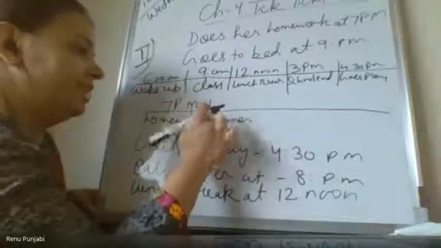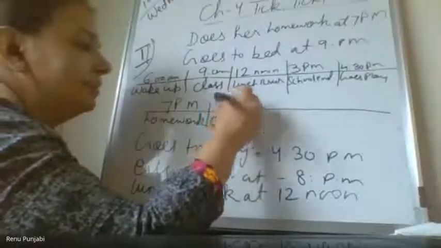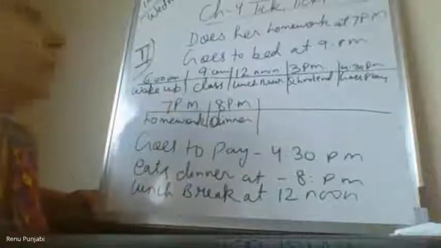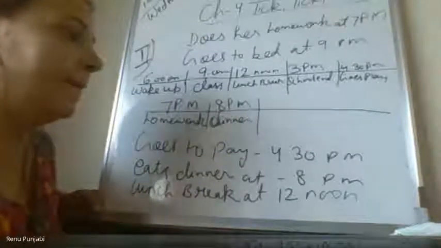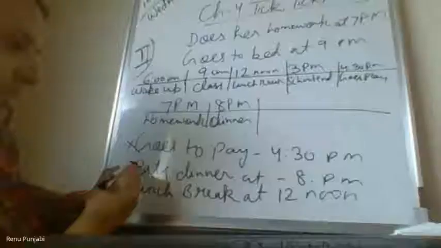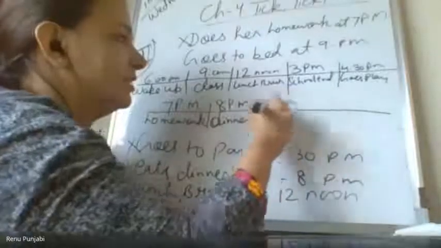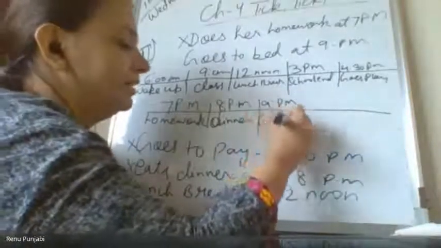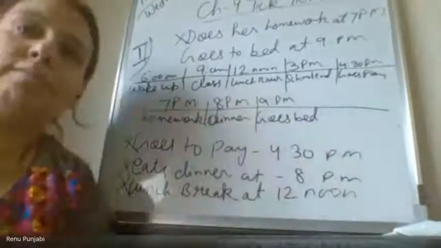At what time she takes dinner? 8 p.m. Then what time she goes to bed? We have done with this also. So we cross this. We are done with this. 9 p.m. Yes, she goes to bed. So you are clear with the timeline, children?